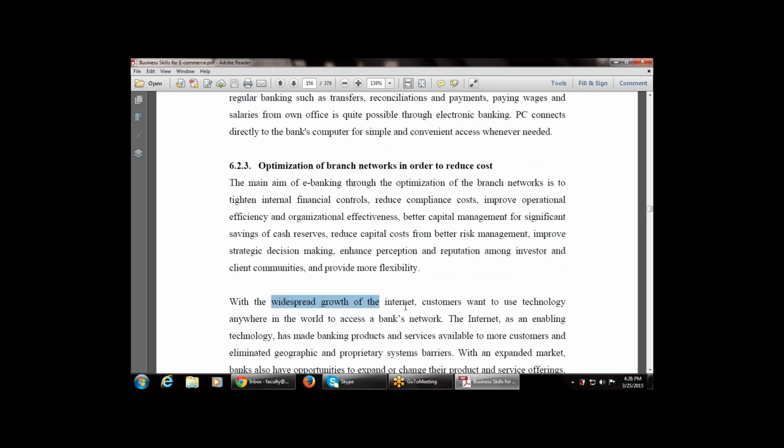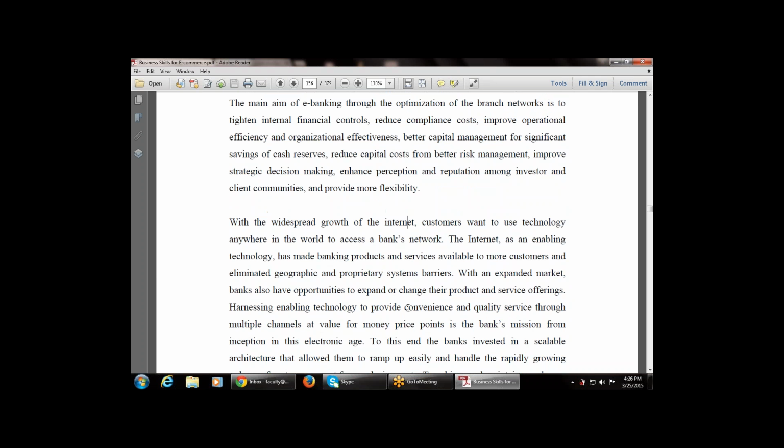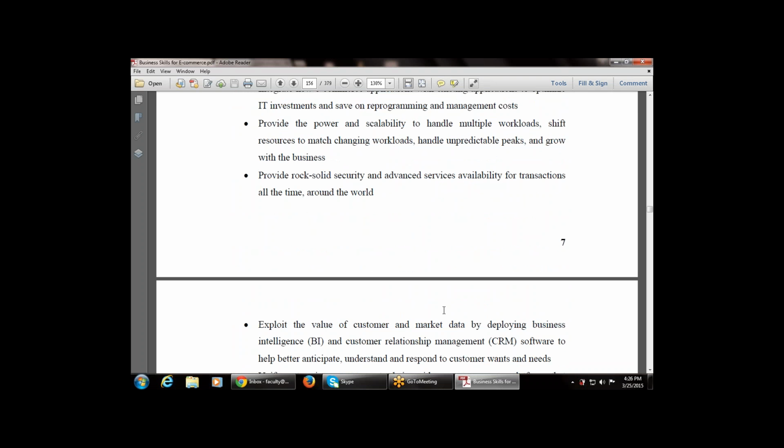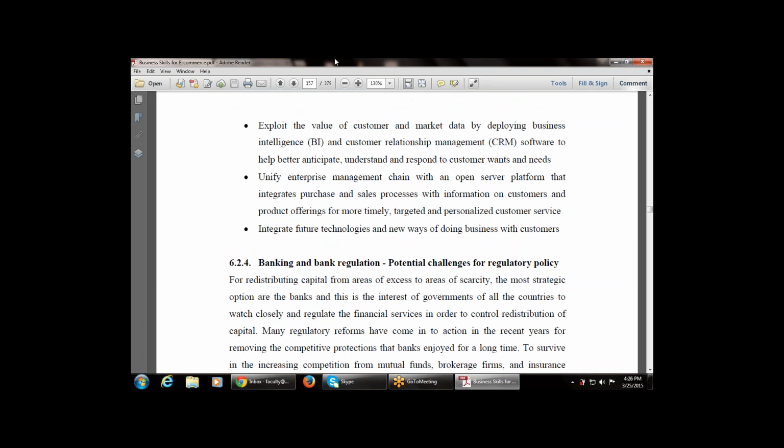With the widespread growth of the internet, these technologies are used anywhere in the bank network. So this is also one of the factors, that with the use of the internet we make a network that moves into the new era for developing a new concept.